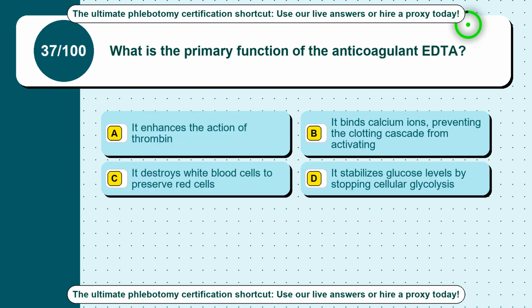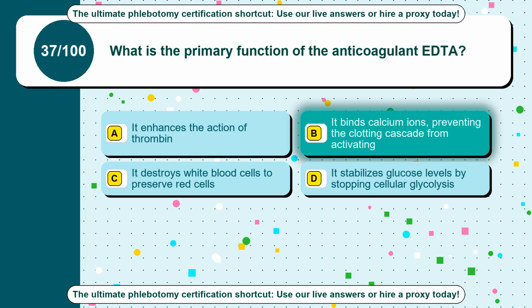Question 37. What is the primary function of the anticoagulant EDTA? Option A, it enhances the action of thrombin. Option B, it binds calcium ions, preventing the clotting cascade from activating. Option C, it destroys white blood cells to preserve red cells. Option D, it stabilizes glucose levels by stopping cellular glycolysis. The correct answer is option B, it binds calcium ions, preventing the clotting cascade from activating.